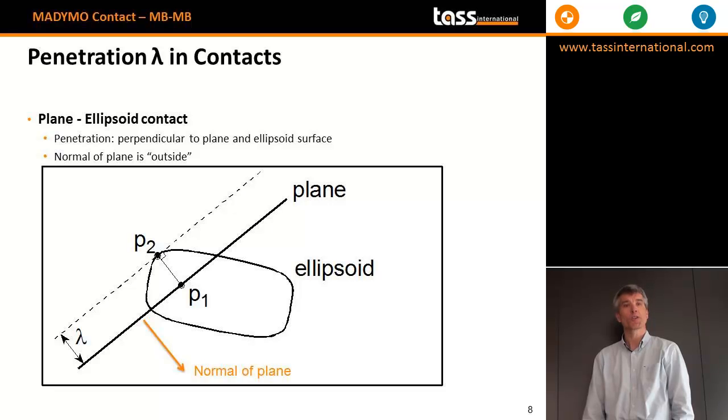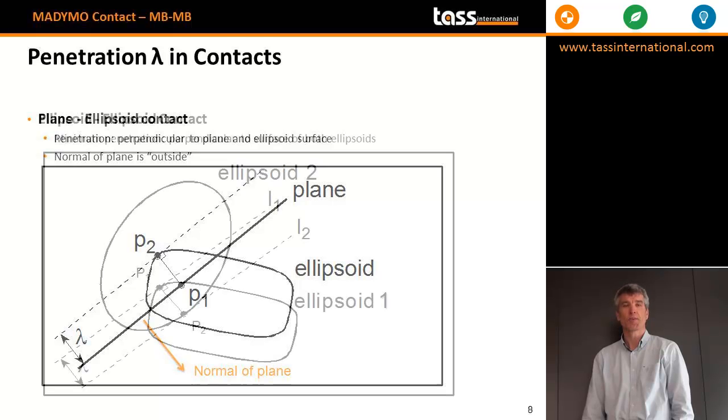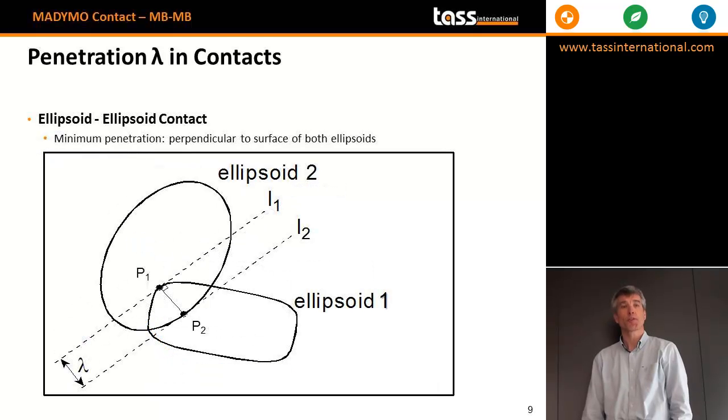Well, let's focus now on how the penetration is derived. You have the plane, and in the same direction you will derive the tangent of the ellipsoid, and that is called the penetration. Something similar occurs for an ellipsoid to ellipsoid contact. Again, you derive the tangent of both ellipsoid 1 and ellipsoid 2. Perpendicular to both tangents, that is called the minimum penetration, and that will be used to derive the force related to the penetration, which is defined in the contact characteristic.